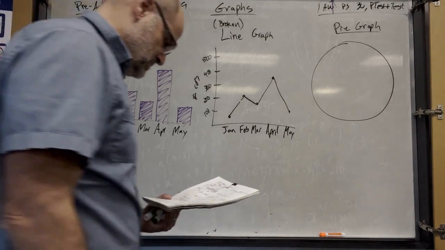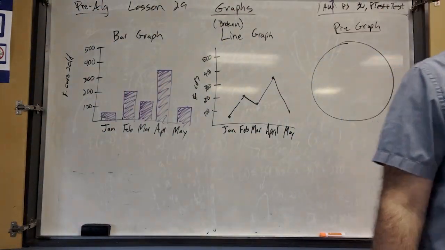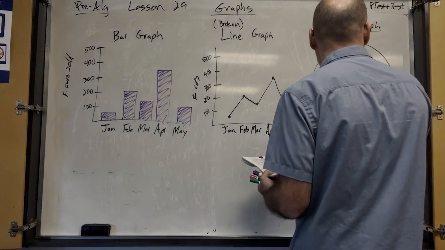There'd be a bunch of different sizes of slices. Yeah, and usually it's kind of like percentages, right?